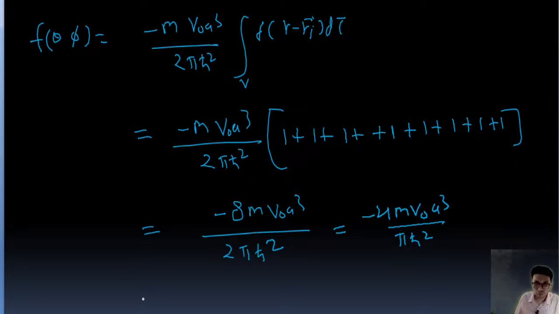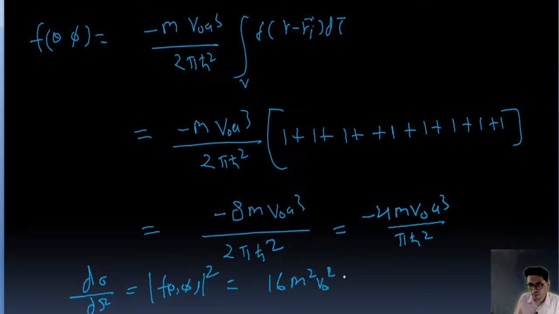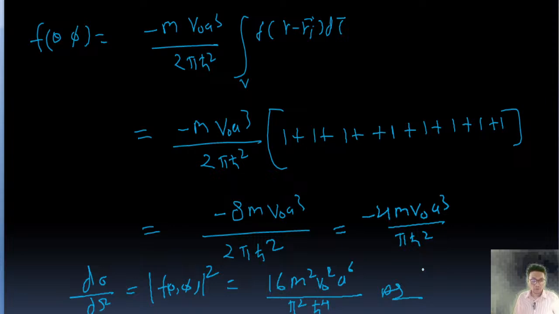Now from here, d sigma upon d omega is mod of f theta whole square, right? So we'll square it. This is 16 m square v naught square a to the power 6 upon pi square h cut to the power 4, and this is the answer, guys. Well, the Born approximation is completed here, right?